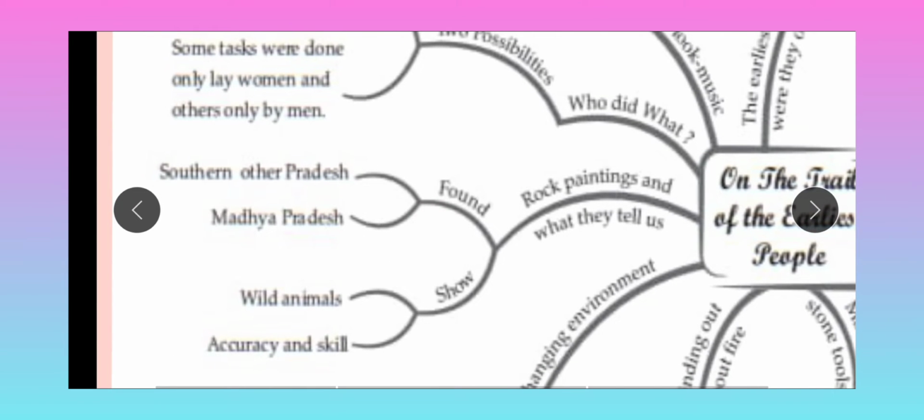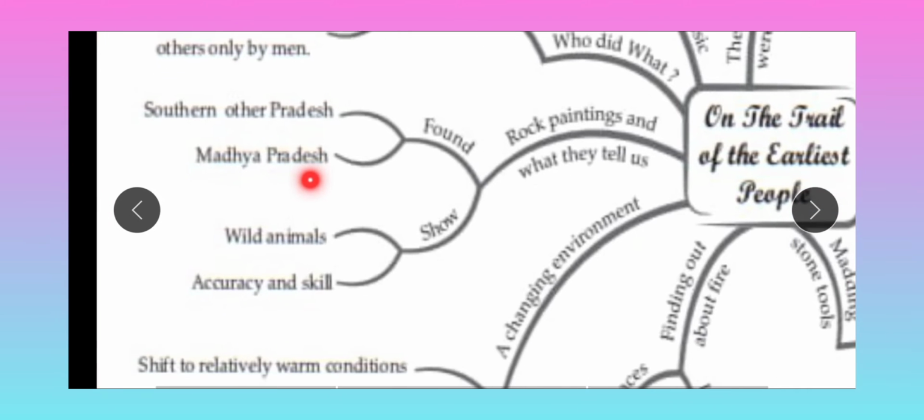Next, rock paintings and what they tell. Okay, we had seen the example of rock paintings, wall paintings. In one picture we had also seen the Bhimbetka caves. So where has it been found? It has been found in southern Uttar Pradesh. Okay, here there is a print mistake. It is southern Uttar Pradesh and Madhya Pradesh. In Madhya Pradesh we had seen Bhimbetka.